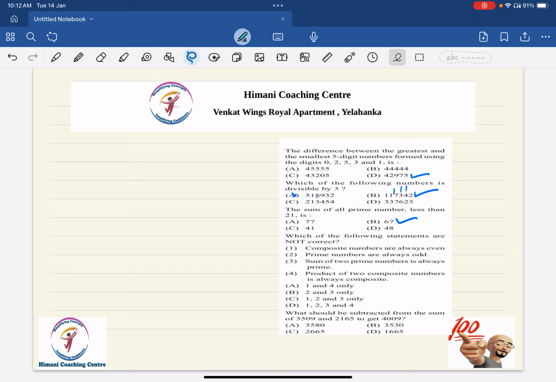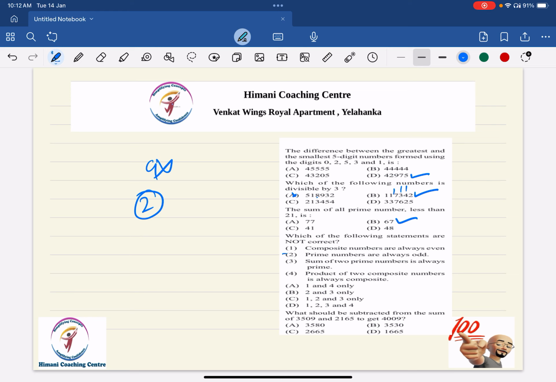Okay. Now, next question is which of the following statements are not correct? It says composite numbers are always even. It is wrong. Why? Is 9 a composite number? Yes. Is it even? No. So this statement is not correct. Then it says prime numbers are always odd. Even this is wrong. We saw the first prime number itself is even. In fact, 2 is the only even prime number, but again, the statement is wrong.